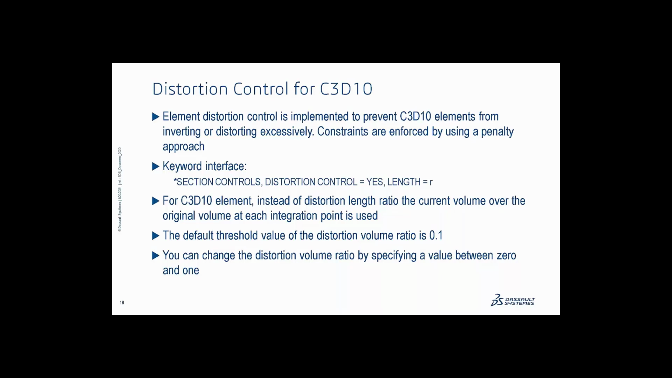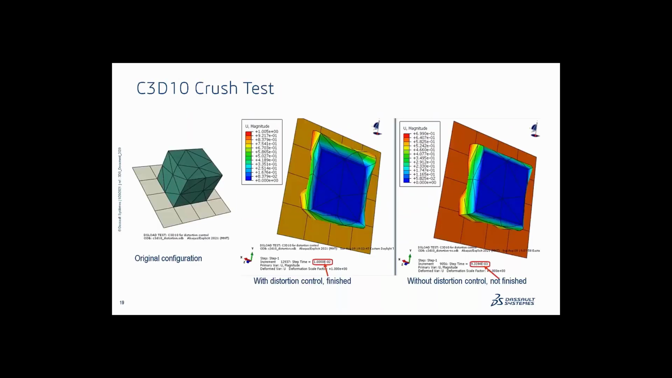So distortion control has been introduced for C3D10, and this is an example of a crush test. You can see here a pretty good example of how extreme the deformation can be. On the right side, we have the analysis without distortion control. It fails, you can see, before completing the step time, whereas with distortion control, we're able to keep this thing on the machine and complete the simulation.